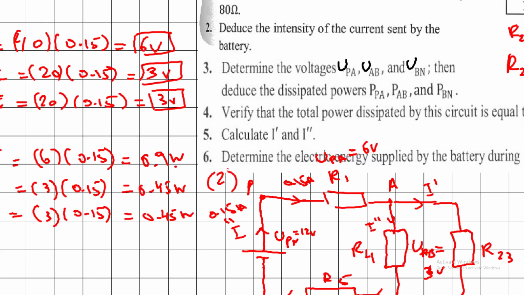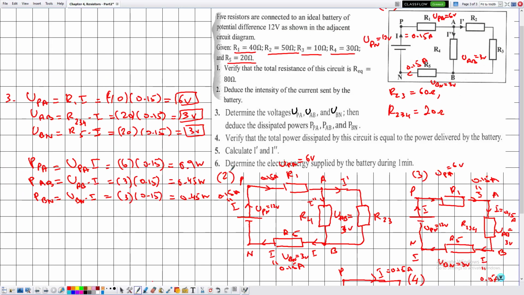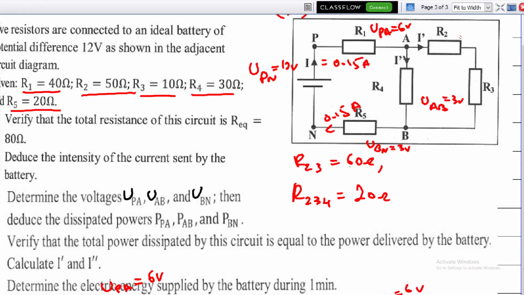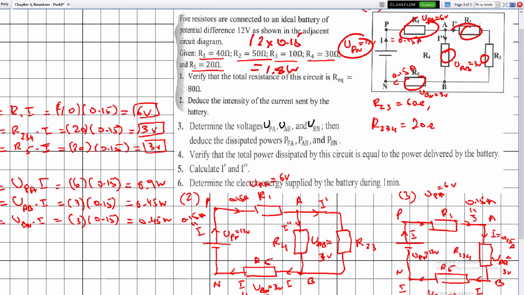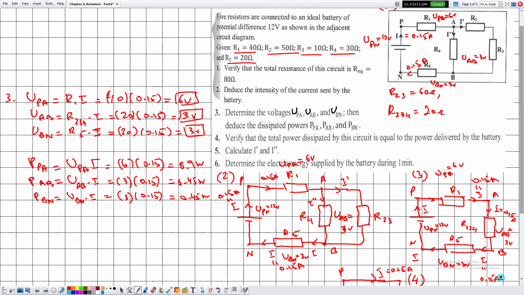Now notice the following: if you add these powers, they will add up to 1.8 watts. So this is the power consumed by all of these electric components, which must be the power delivered by the generator to the circuit, which is simply 12 multiplied by 0.15. If we try this on the calculator, this is exactly equal to 1.8 watts. Okay, so we are done with 1, 2, 3.